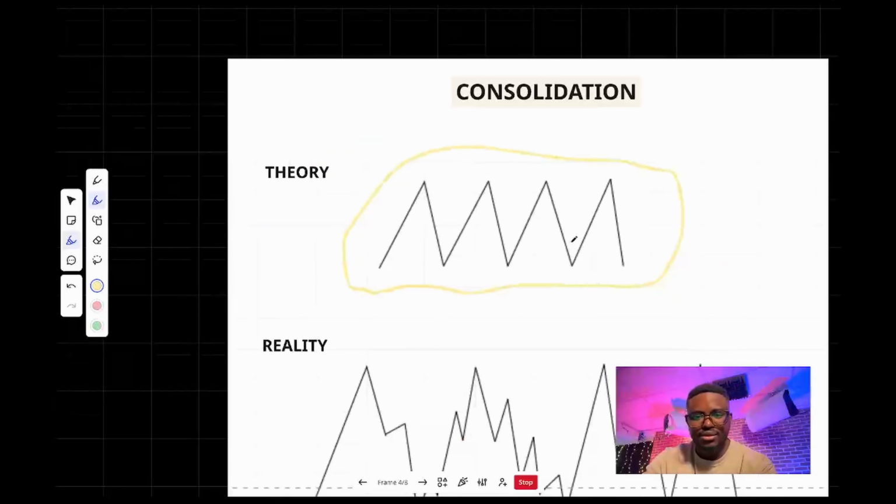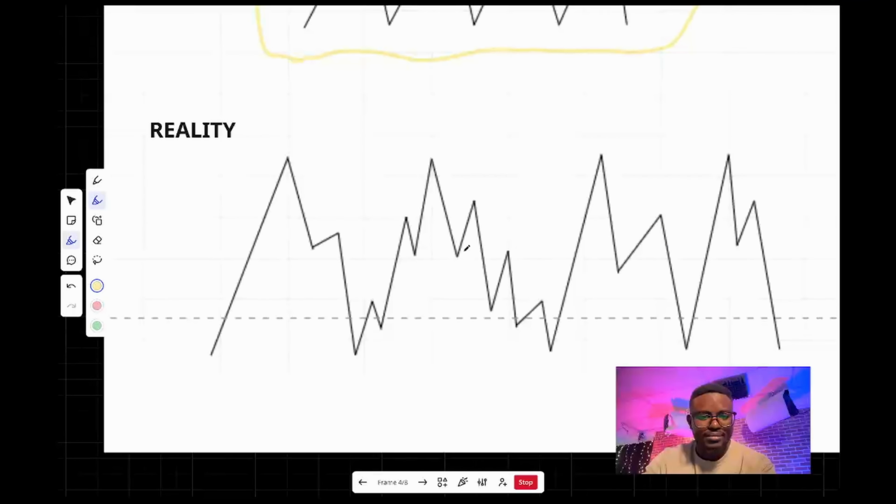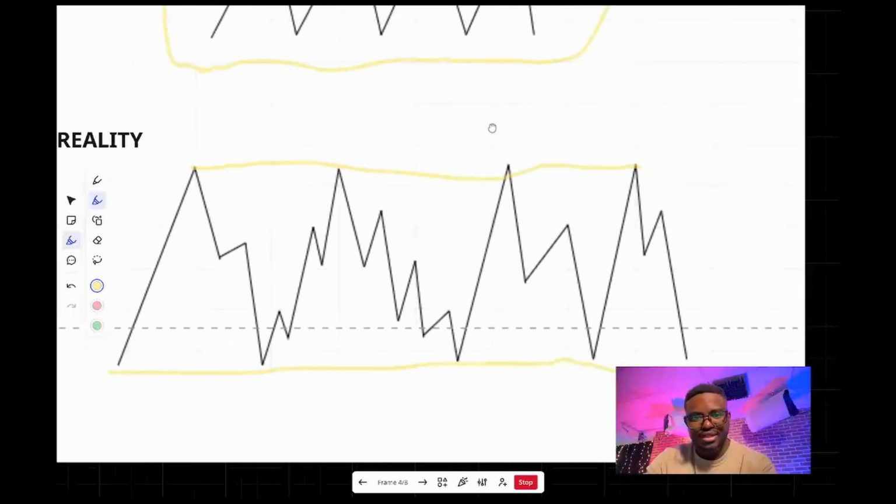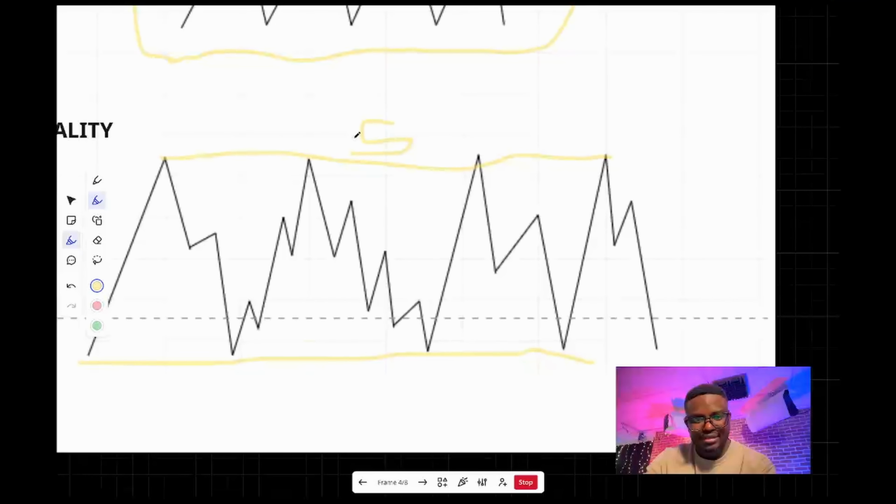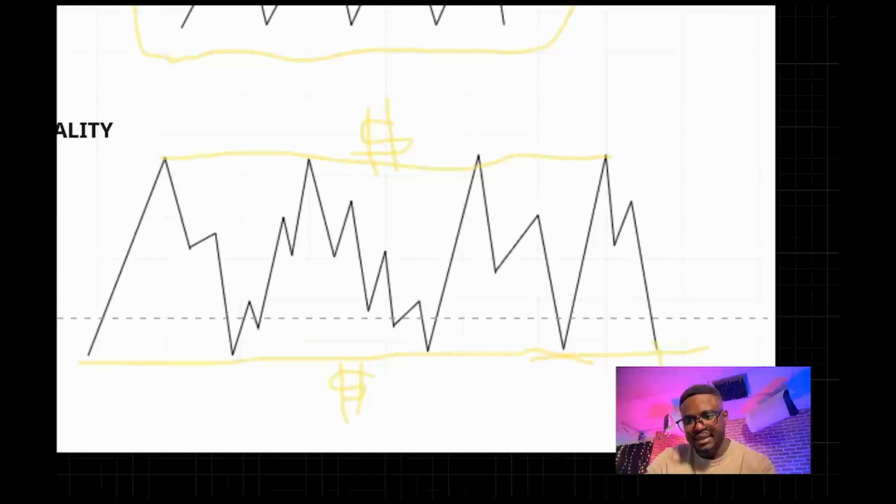In reality, this is what it's going to look like. It's just going to be chopping around, taking out structures, sweeping liquidity, and all of this right here is simply just liquidity. So if I'm going to trade this, since this is liquidity, we can call that sell side liquidity, and then we can call this buy side liquidity as well. So if this is liquidity, all I'm looking for is a raid of this liquidity right here, something like this, and then a market structure shift, mini market structure shift, and then we can look for a continuation.